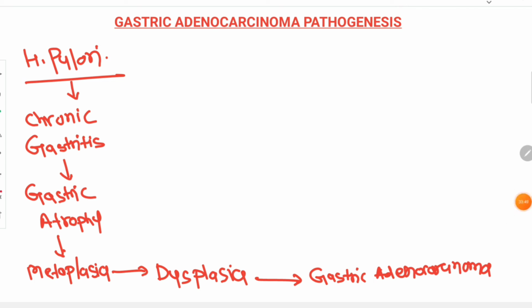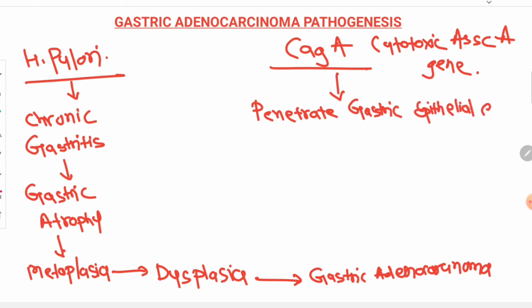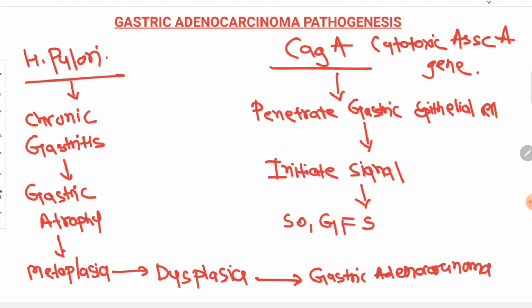Alright. Second thing is that important fact is that H. pylori is having one gene, that is cytotoxin associated A gene, CagA gene, and this particular gene penetrates a gastric epithelial cell, which can initiate a signal. So growth factor will continuously get stimulated, which will initiate a signal for growth factor, and in this way they can cause cancer.